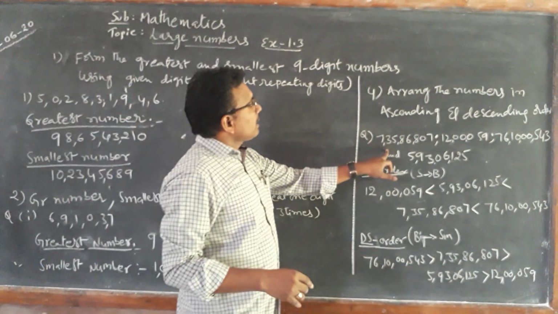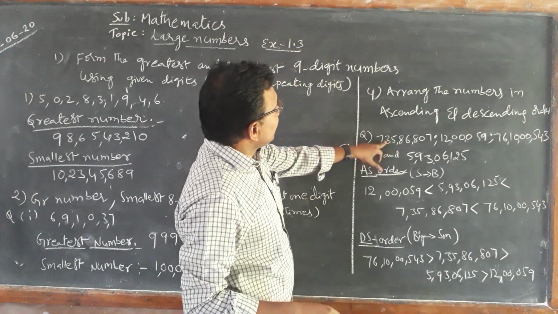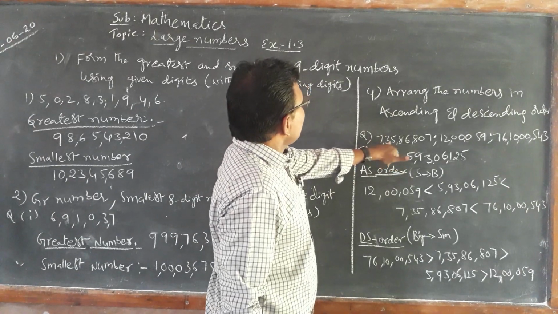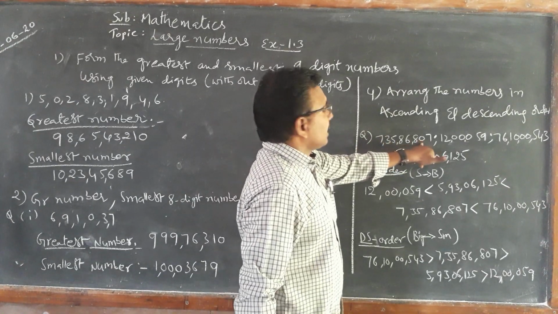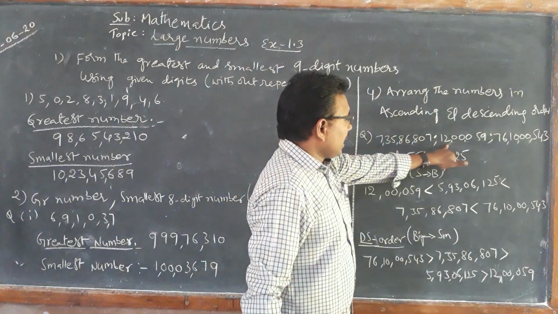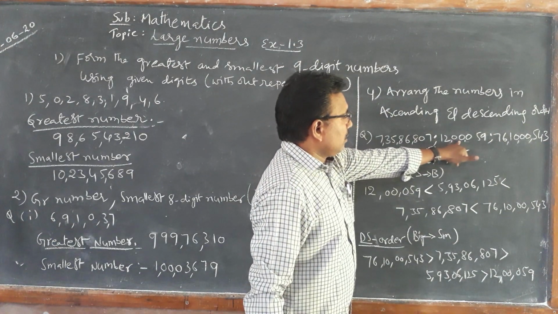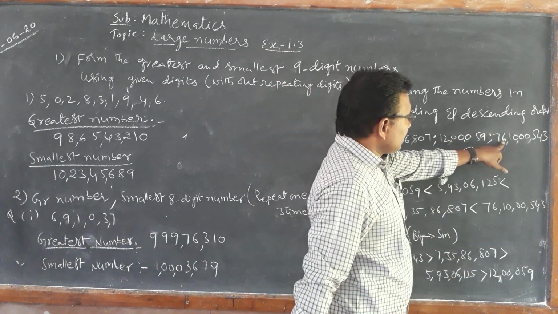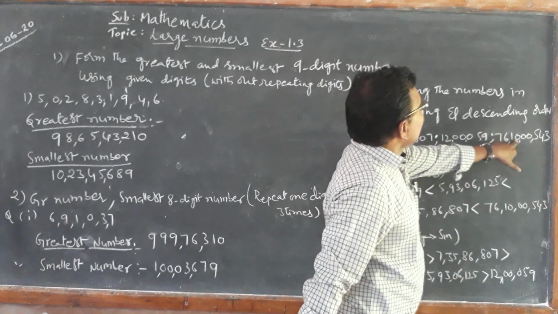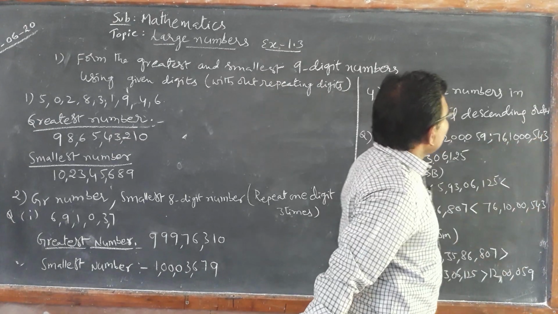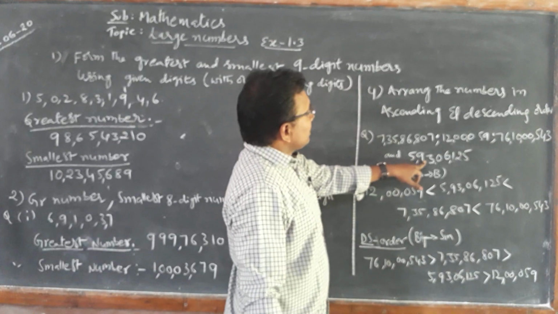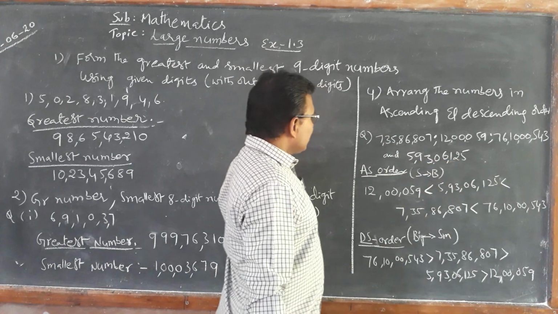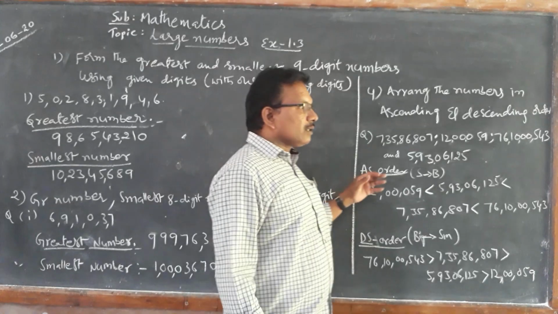Here see, arranging orders. This is the question. The given numbers are: 7 crore 35 lakhs 86,807; 12 lakhs no thousands 59; 76 crore 10 lakhs and 543; and 5 crore 93 lakhs and 6,125. Here see how to arrange by the bigger place values.